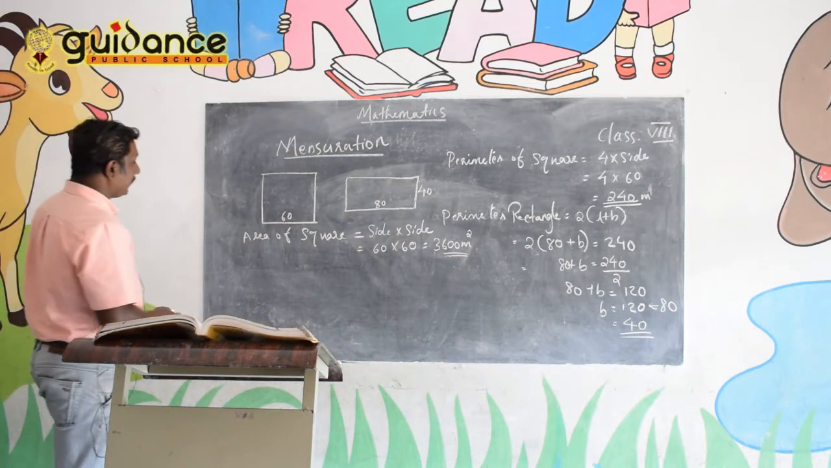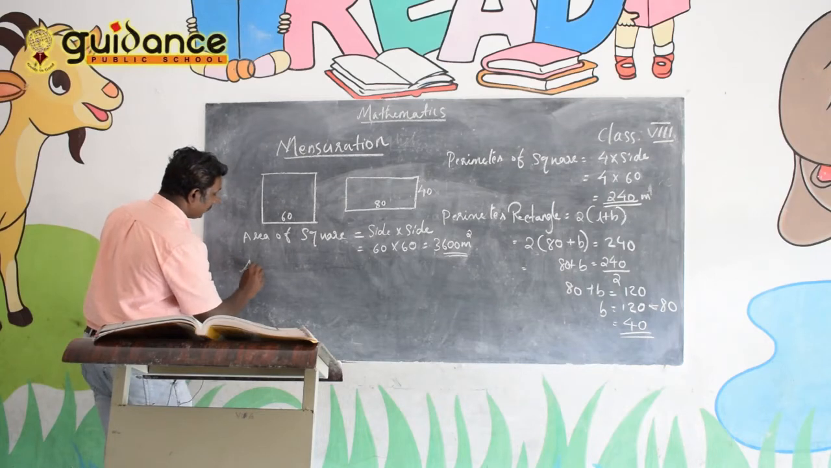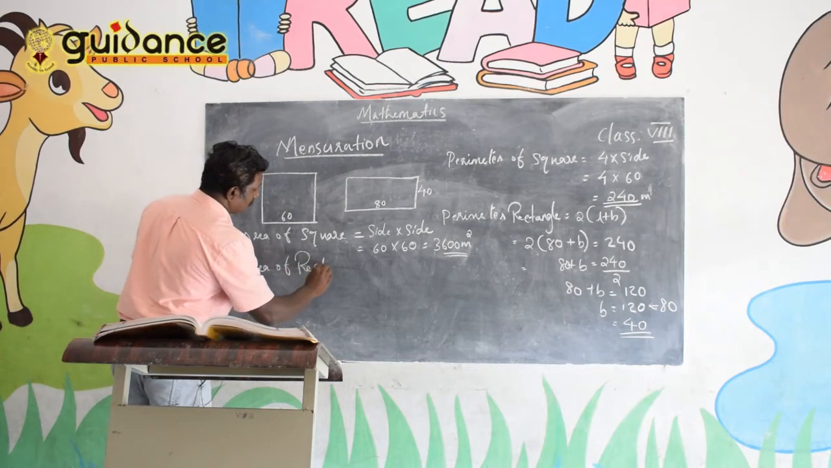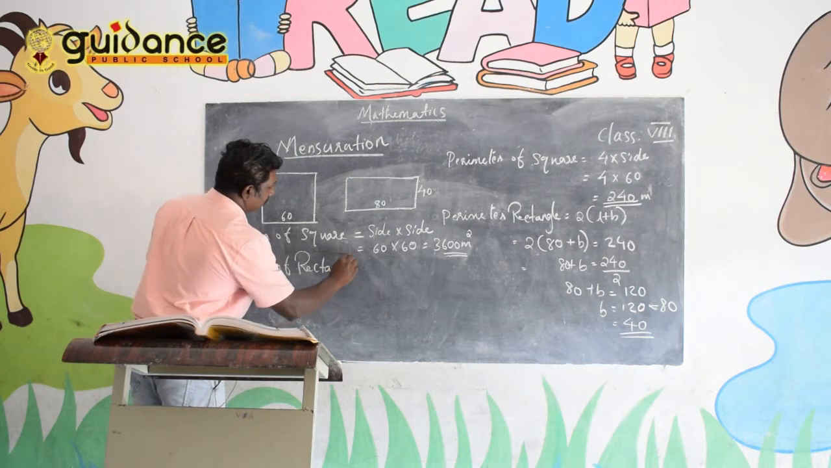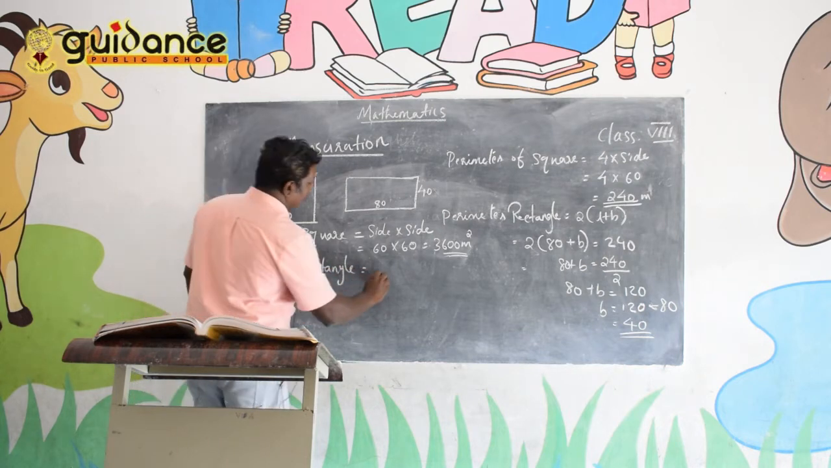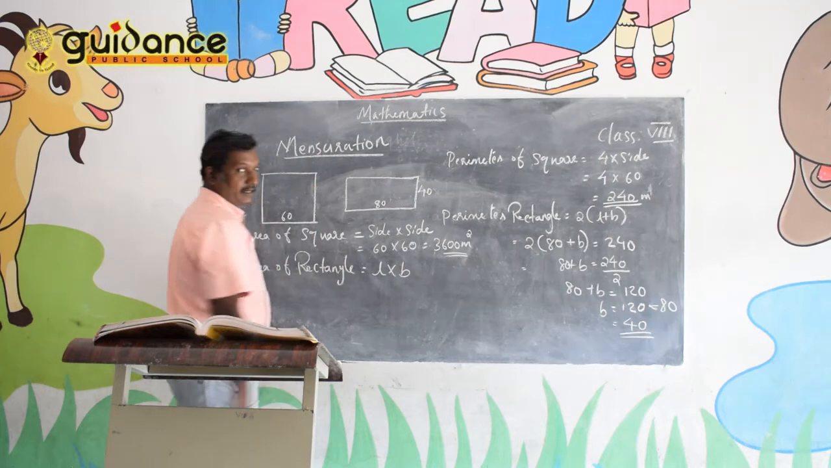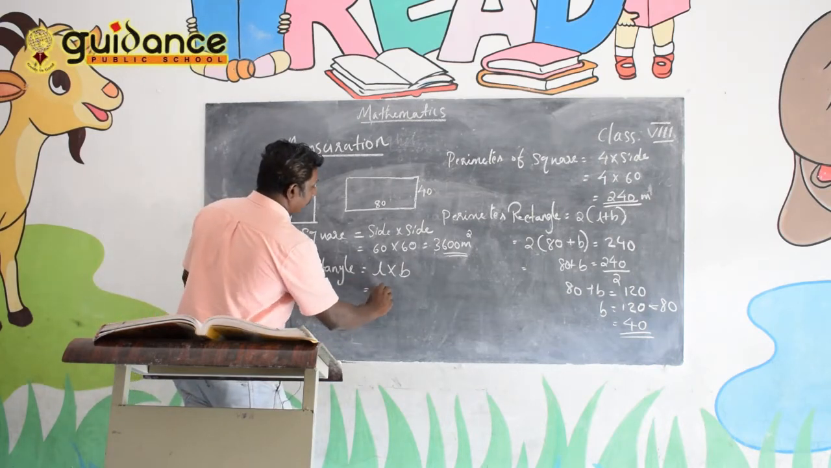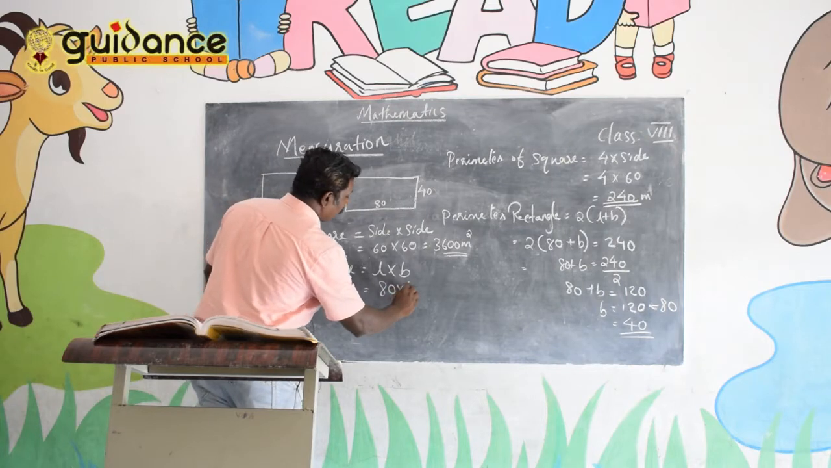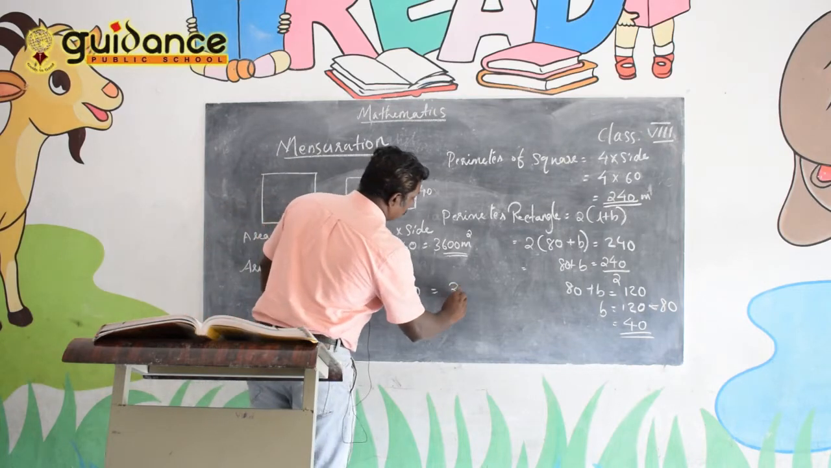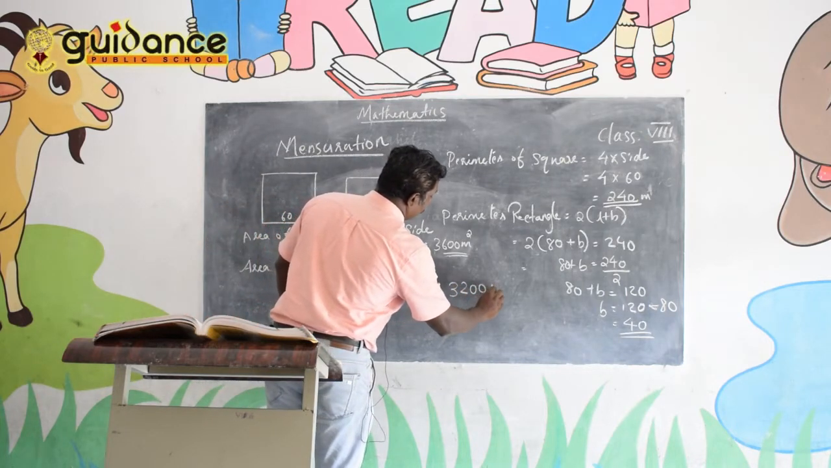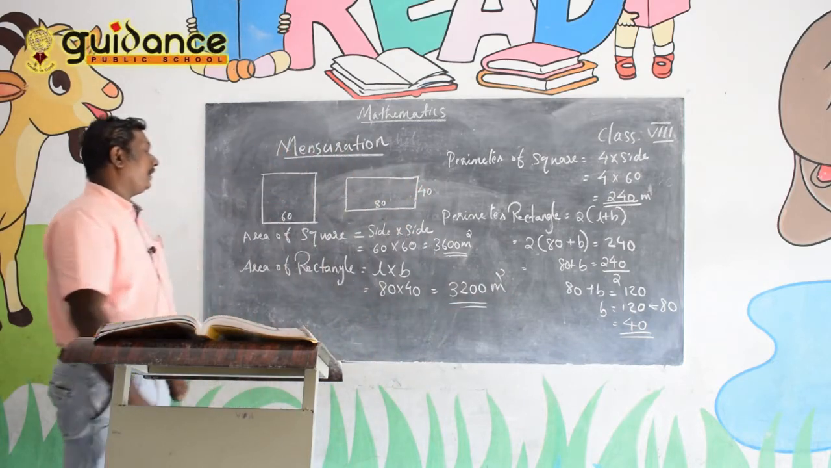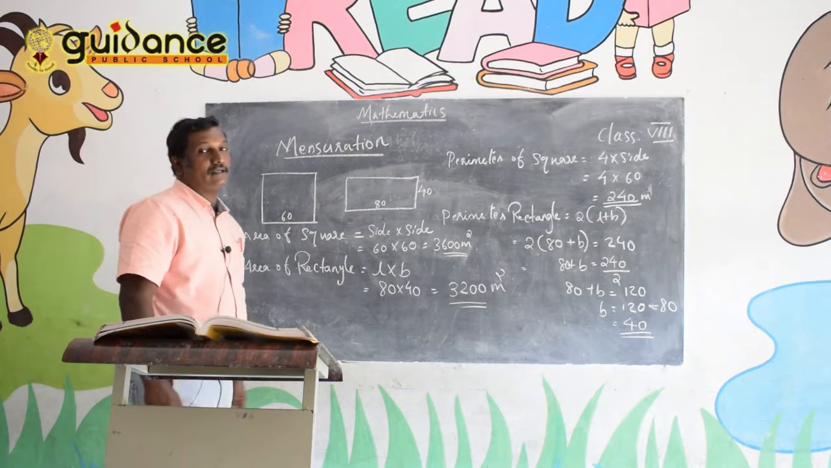Then what about the rectangle? Area of rectangle equals L into B, length into breadth. This is 80 into 40, which equals 3200 square meters. Which of them has the larger area? The square has the larger area.